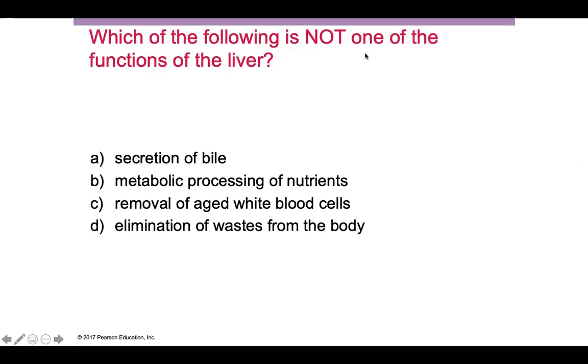A lot of response for C. Which of the following is not one of the functions of the liver? And C is removal of aged white blood cells. Yes, that is correct. Anyone want to say why? So this is correct. What is the aspect of this that makes this wrong?